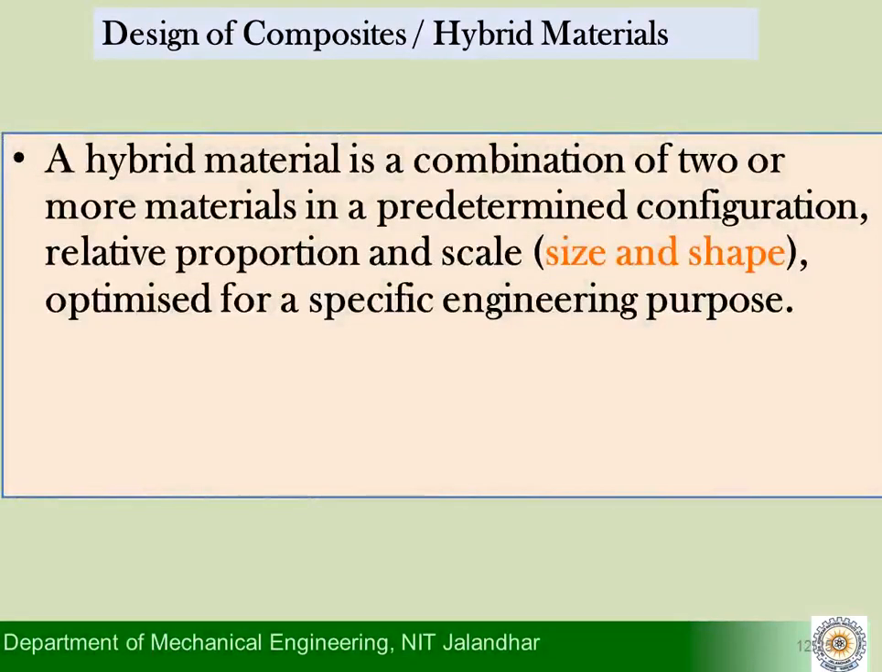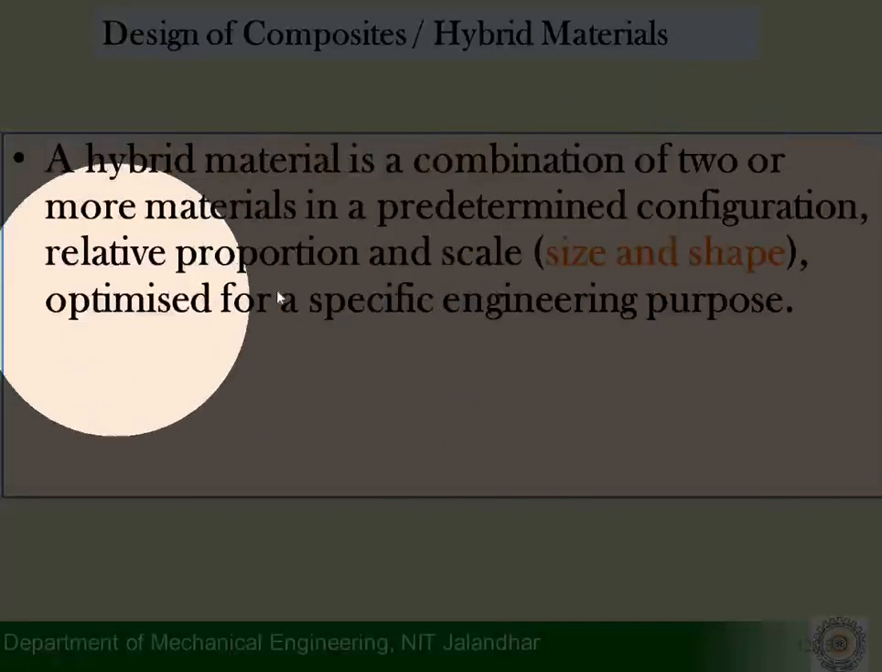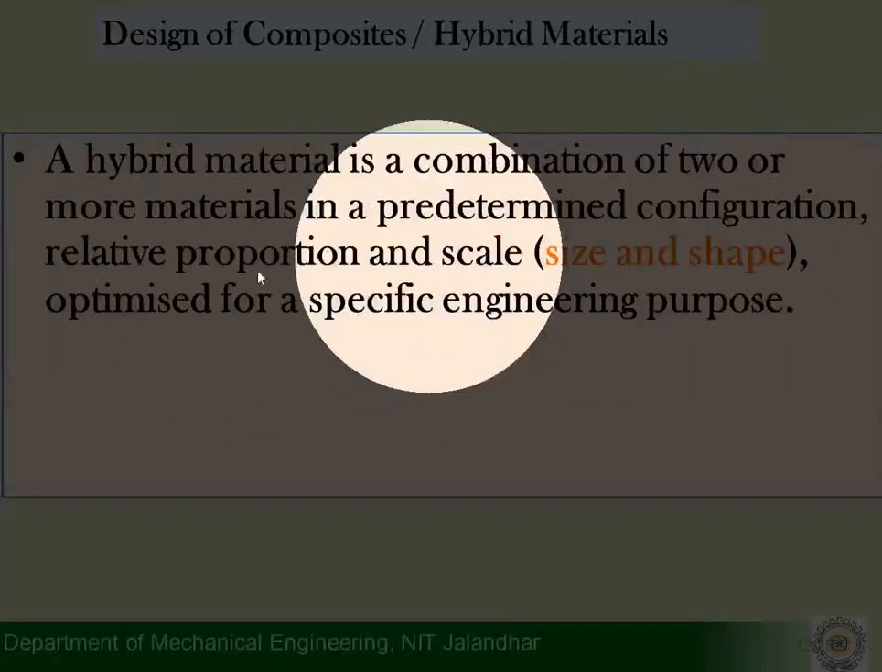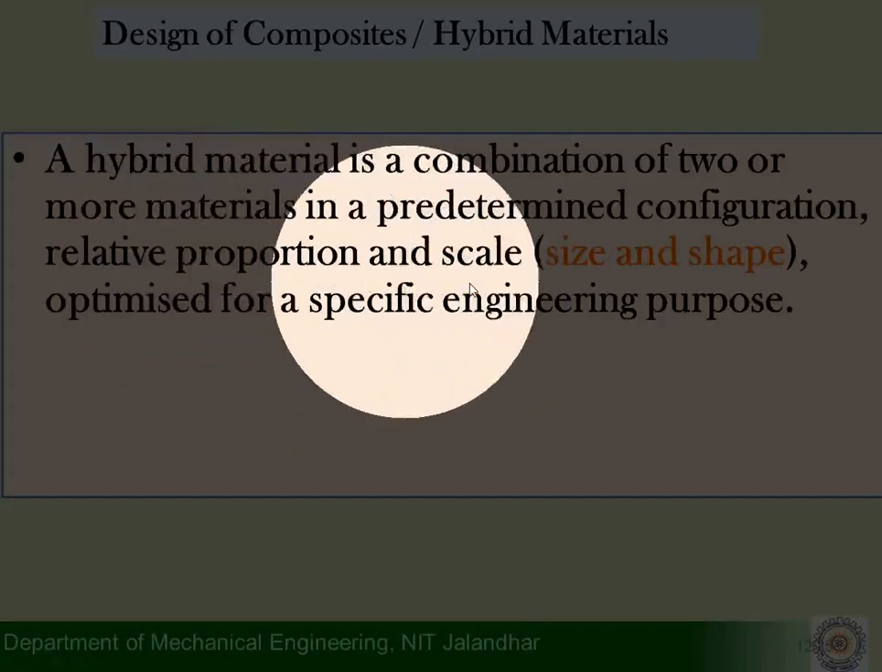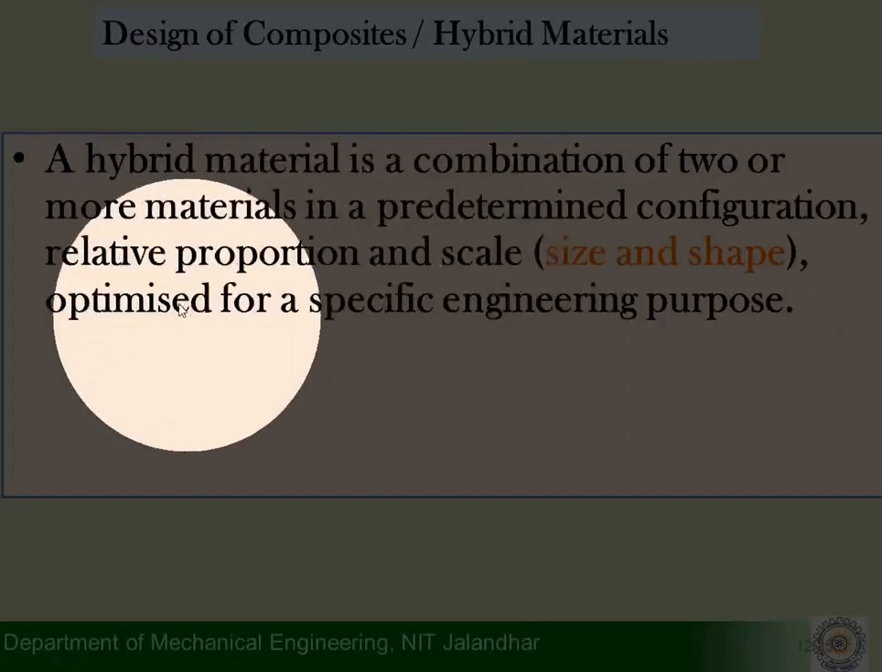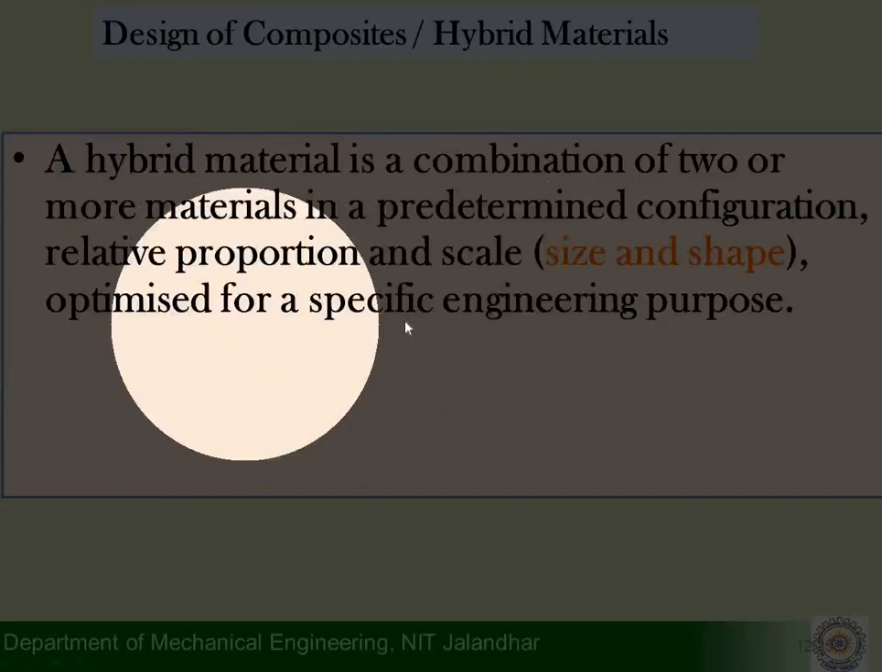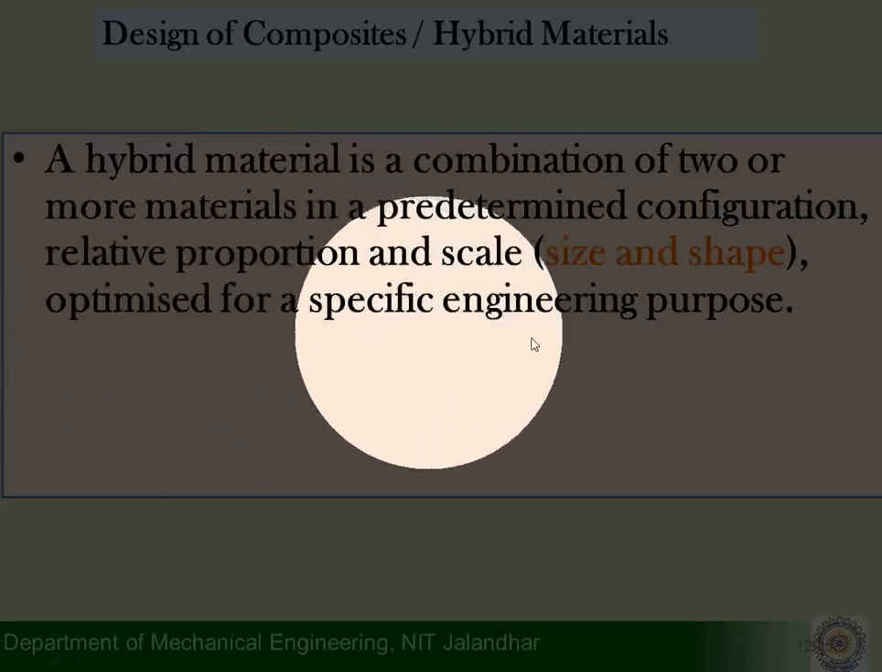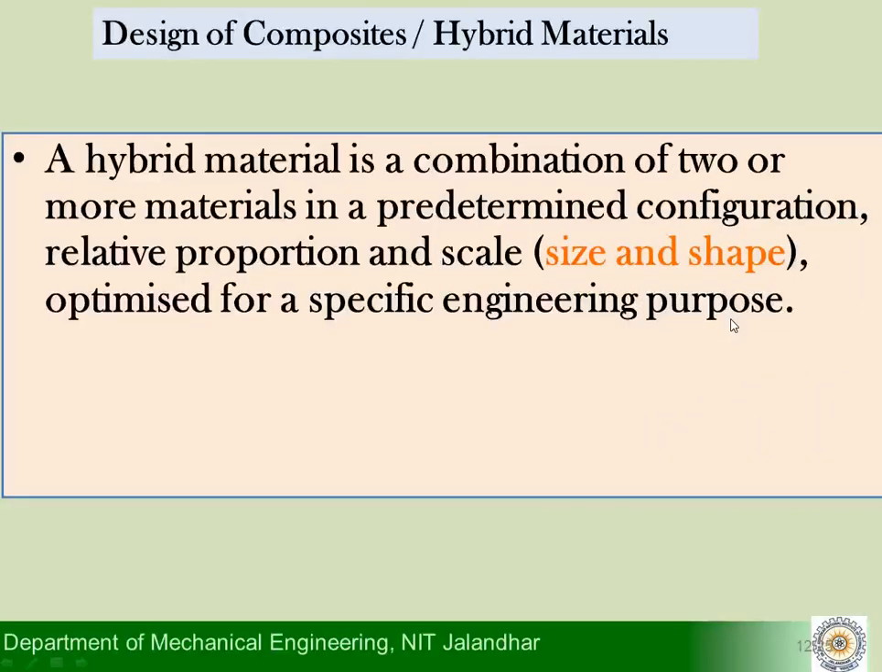So let me define a hybrid. We have already defined it in our previous classes, but still just to recapitulate what we have been learning, a hybrid material we define here as a combination of two or more materials in a predetermined configuration, relative proportion, and scale. And the underlined thing is that it is optimized for a specific engineering purpose.